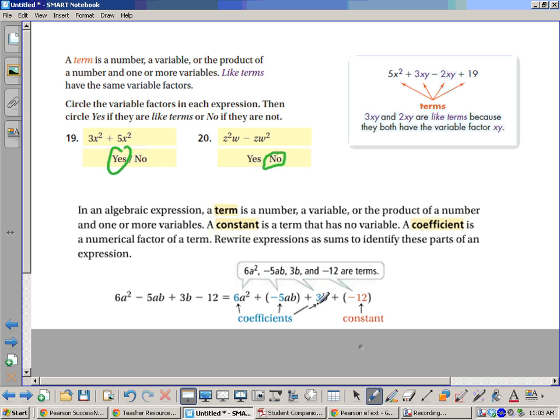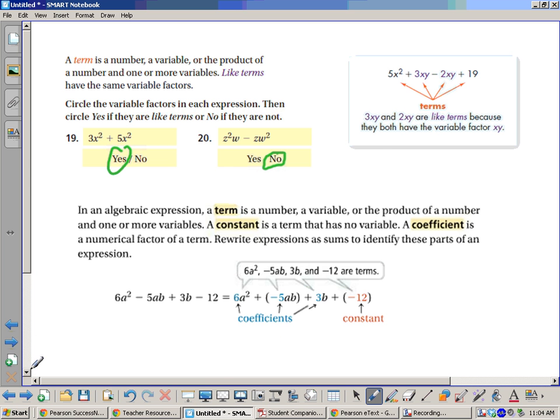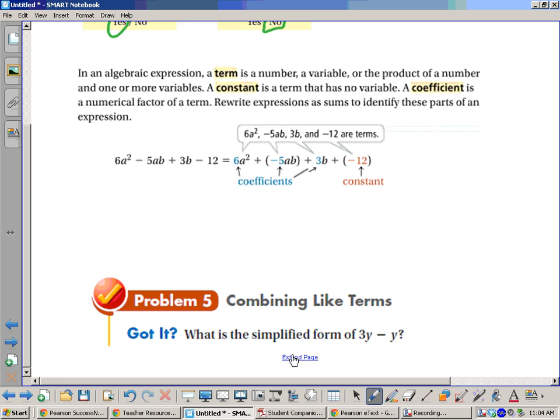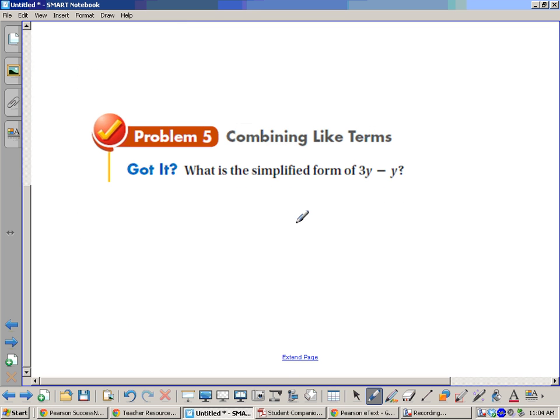And then we have a 3b. The 3 is the coefficient. And the coefficient is very important when we start combining like terms, because we have to identify what's the same. So let's do an example of that. Here's an example of combining like terms. Let's identify the terms. We have 3y minus y. Now, anytime a variable does not have a coefficient in front of it, we're going to rewrite it with 1. So this is really minus 1y.